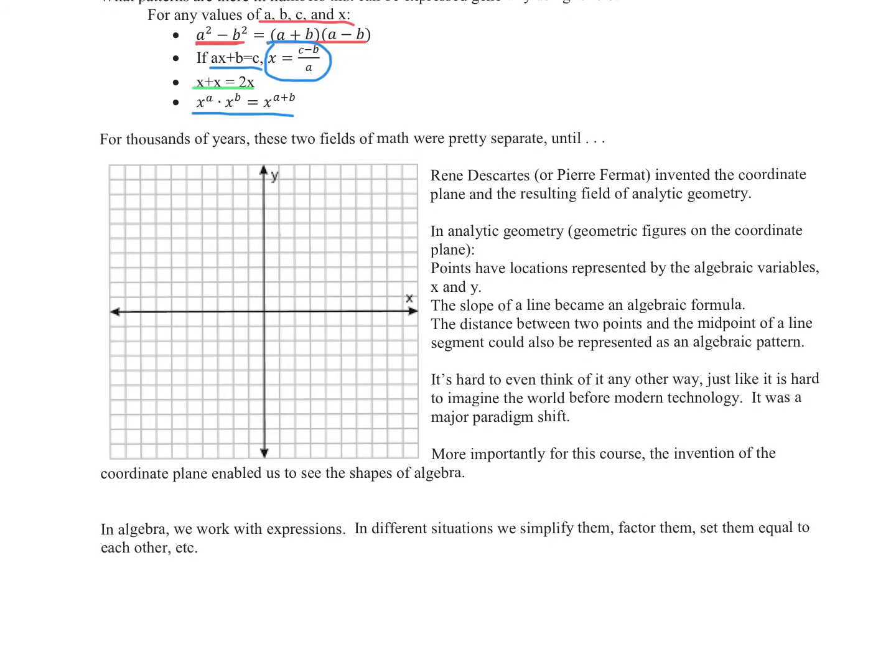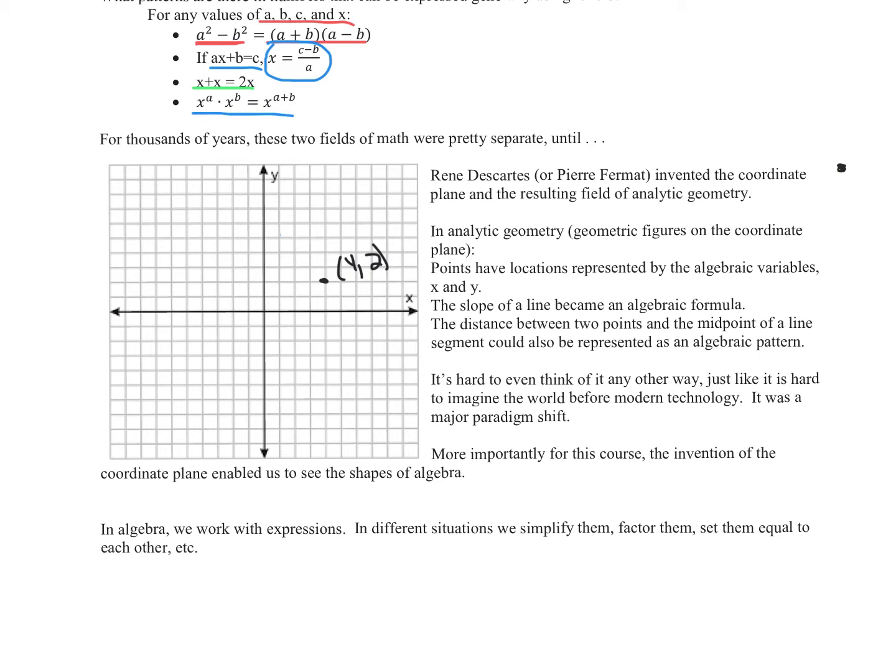So in analytic geometry, and you did some analytic geometry last year, even though maybe you don't know that's what it's called, geometric figures on the coordinate plane, points have locations represented by algebraic variables x and y. So in geometry, we talk about points. Points are a location in space. But then when we have the coordinate plane, we can put a point somewhere, and then we can say where it is with a variable x and y. So in this case, we have a point at 4, 2. So it started to bring numbers or variables to this thing that was geometric, which was a point.